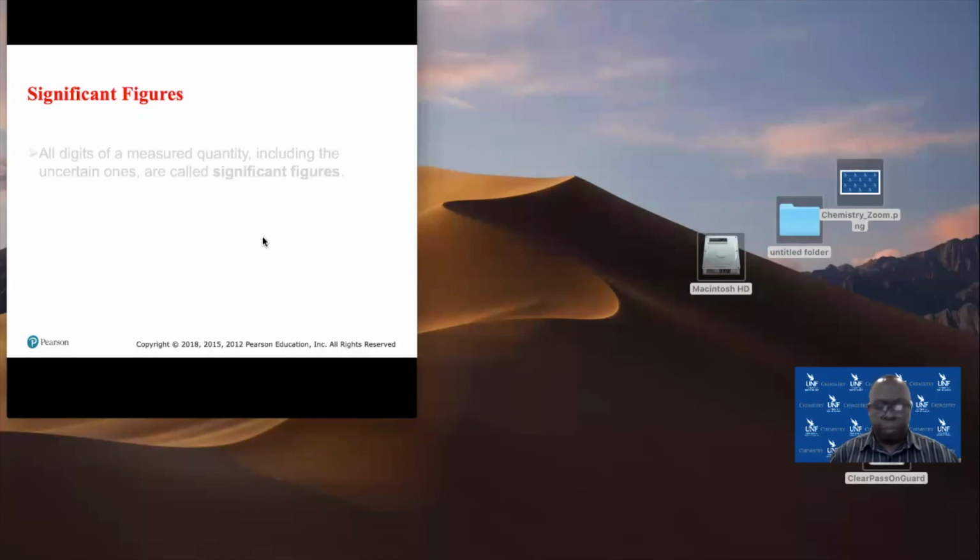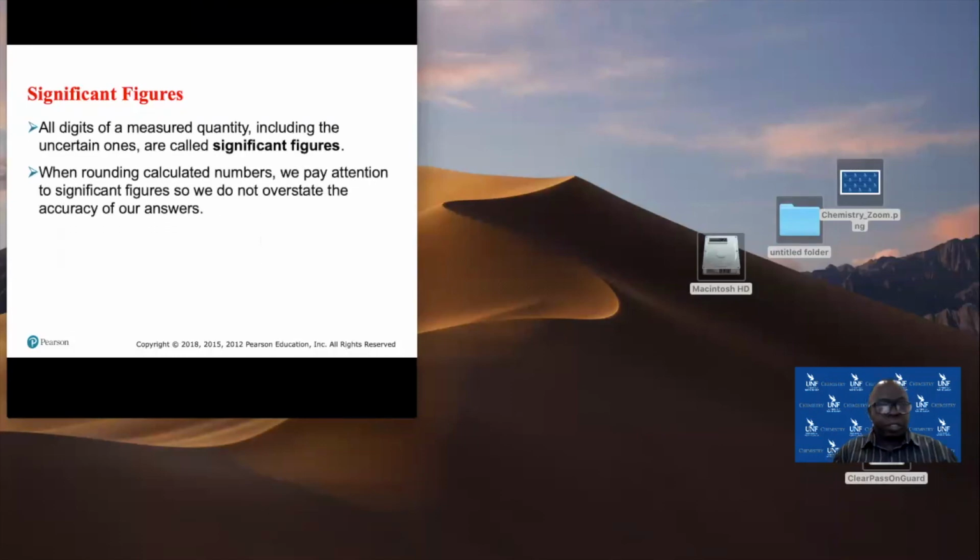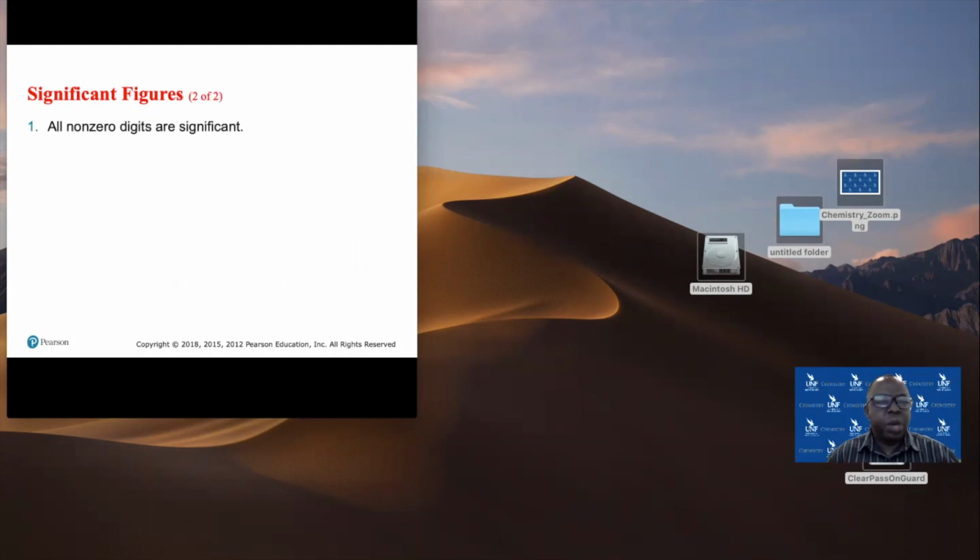Before we look at the calculation, we'll have to look at the rules in determining the number of significant figures before we go down to calculation and rounding of numbers. I want us to look at the rules for expressing or counting significant figures. All non-zero digits do count as significant figures.